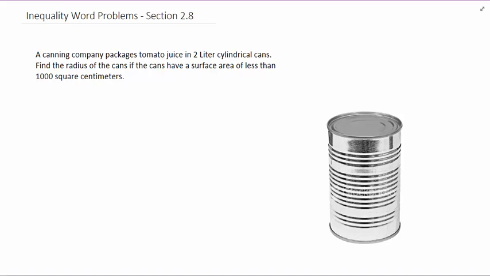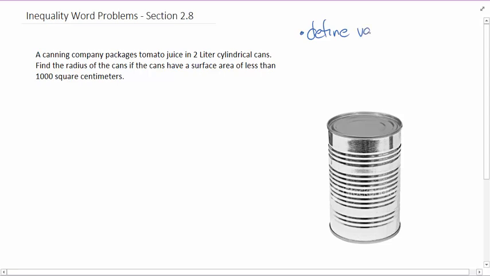Today we're going to discuss word problems again. This time we're going to discuss inequality word problems. I think the important pieces here again are going to be to define the variable. After we define what x is going to be, in this instance we'll write an inequality without the variable.